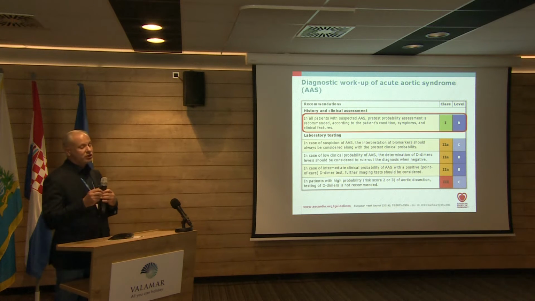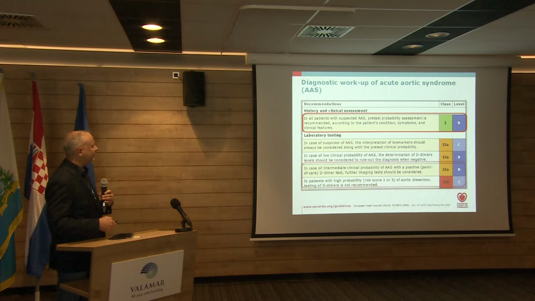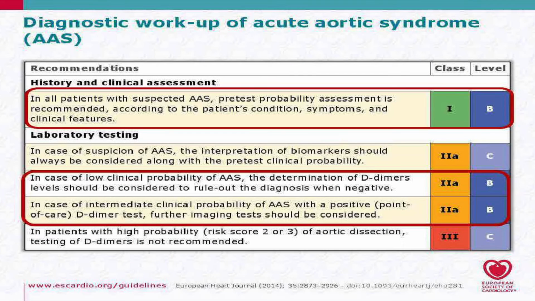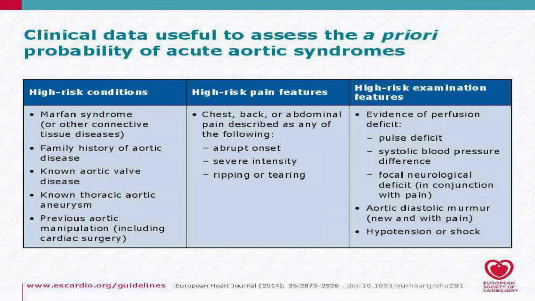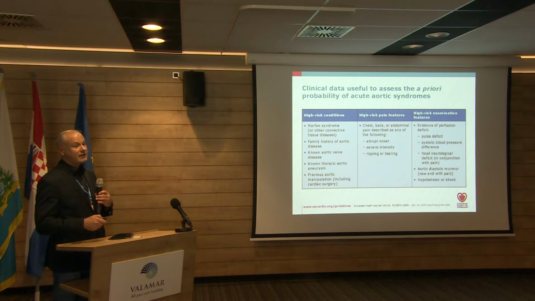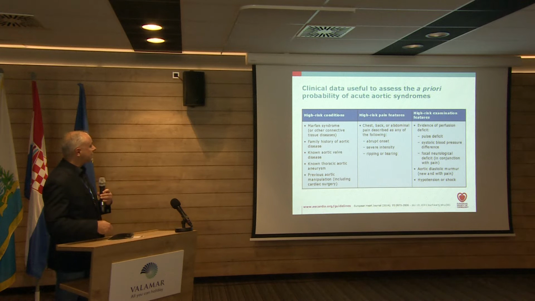So in all patients with this clinical scenario, we have to make a so-called pre-test probability. In case of low pre-test probability, we have to check D-dimers and some other laboratory tests. So what are the high-risk conditions? High-risk conditions are patients with Marfan syndrome, family history of aortic disease, so history taking is of utmost importance in these people, known thoracic aortic aneurysm, or previous manipulation of the aorta, meaning previous cardiac surgery. You have to keep it in mind.